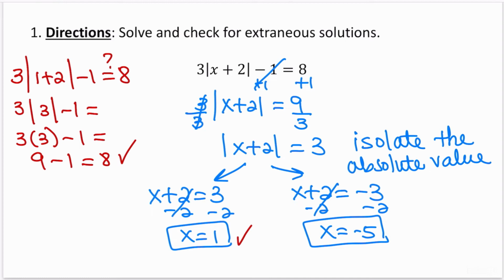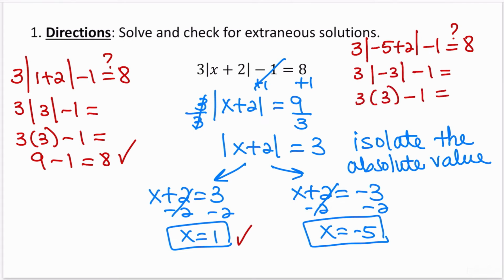Let's go ahead and plug in -5. 3, absolute value of -5 plus 2, close absolute value, minus 1. I'm trying to determine if that's going to equal 8. So -5 plus 2 is going to be -3. But then the absolute value of -3 is positive 3. 3 times 3 is 9. And 9 minus 1 does equal 8. So yes, in this case, both of these answers work. So my solutions are -5 and 1.